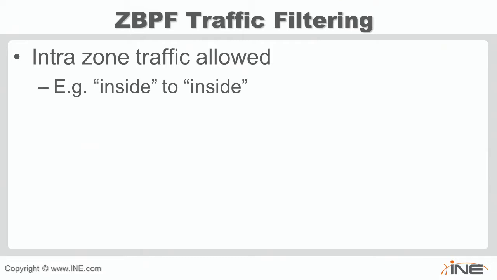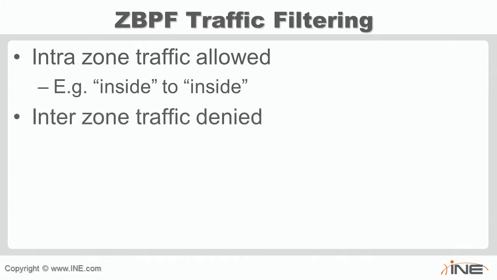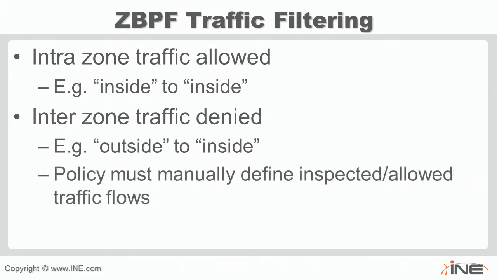The second type of filtering would be for traffic that is going between zones, or interzone traffic. And by default, all of this traffic is going to be denied. So for example, traffic coming in an outside interface going to an inside interface, or vice versa. Any traffic coming in on the inside going to the outside, that is going to be denied by default. So in order to allow these traffic flows, we need to manually define the policy that is going to control what type of traffic is going to be inspected or what type of traffic is manually allowed as it is moving between those two different interfaces in separate zones.